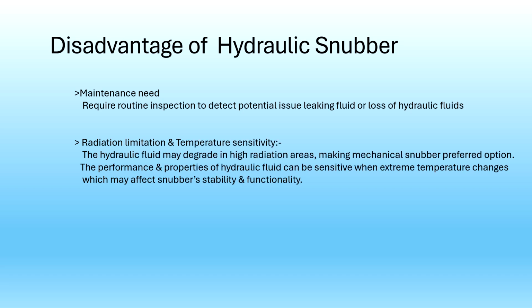Second, radiation limits and temperature sensitivity. The hydraulic cylinder may degrade in high radiation areas, making mechanical snubbers the preferred option. The performance and properties of hydraulic fluid can be sensitive to extreme temperature changes, which may affect snubber stability and functionality. So the fluid contained in the reservoir can change its properties during extreme high temperature, which may affect the snubber stability. So there is a limitation for the snubber to be used in high temperatures.